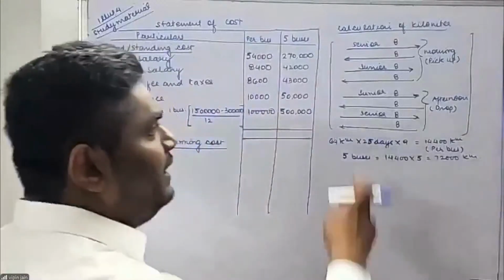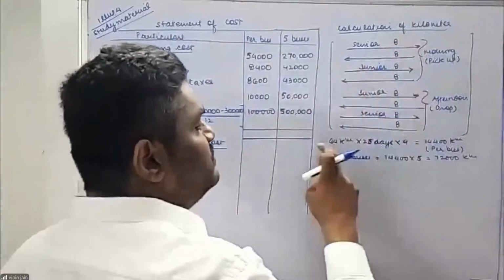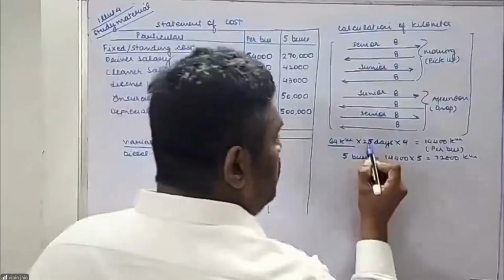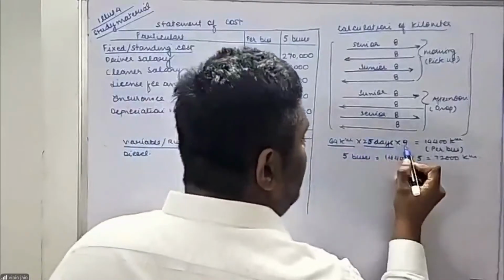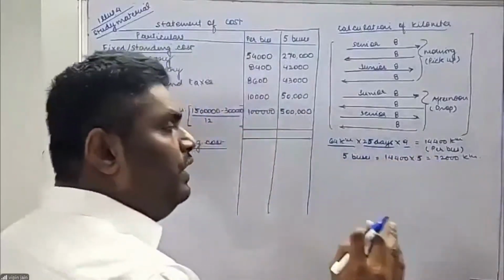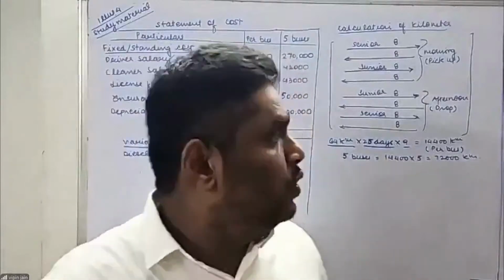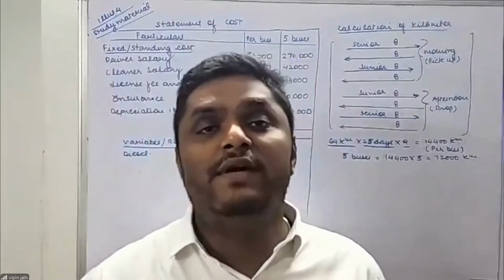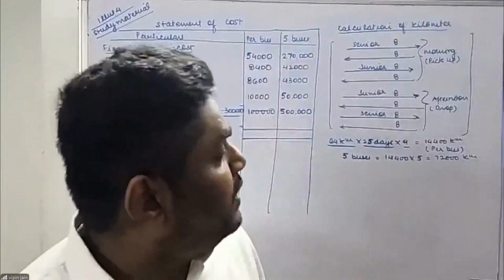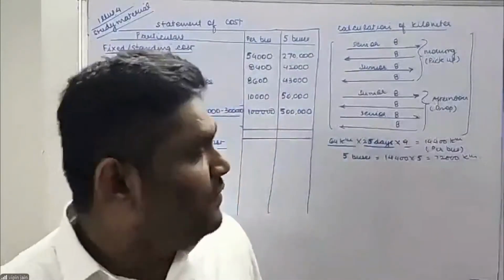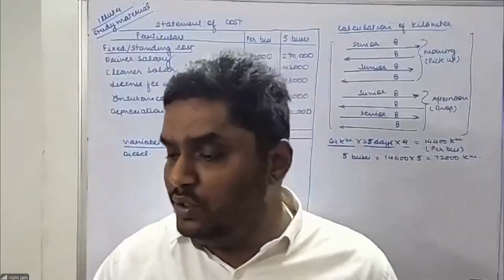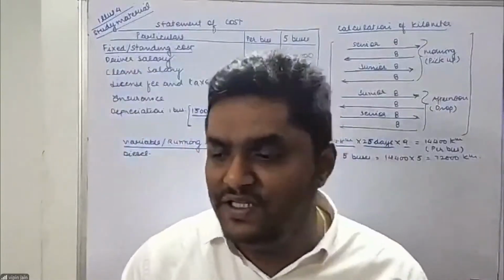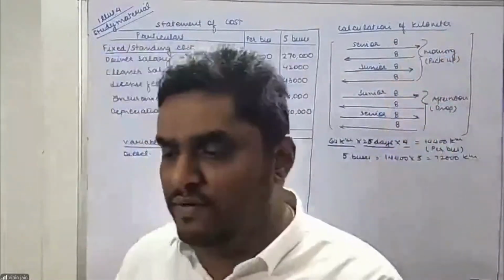So in short, 8 kilometers, 8 times, so total 64 kilometers in a day into 25 days in a month. And since the school is running for only 9 months in a year, so total into 9, we will get the number of kilometers traveled per bus. It is 14,400 kilometers per bus. So for 5 buses, it is 72,000 kilometers. If you guys have any doubts till now, please post your queries in the chat.